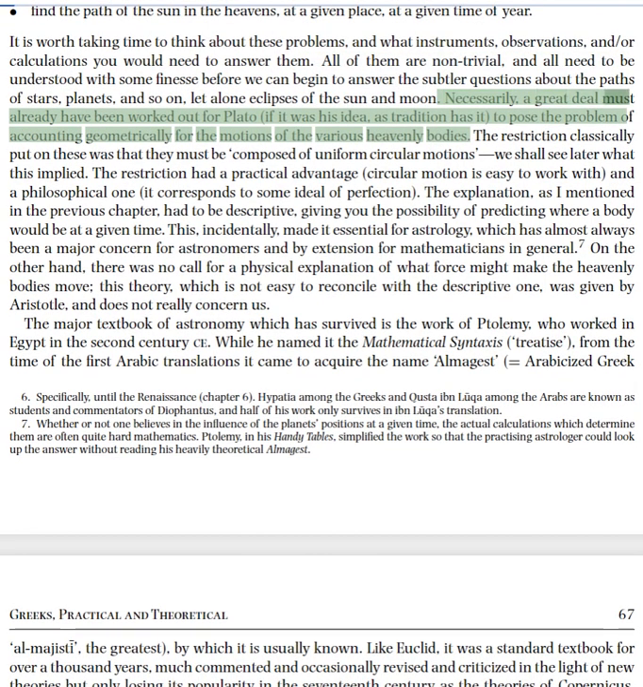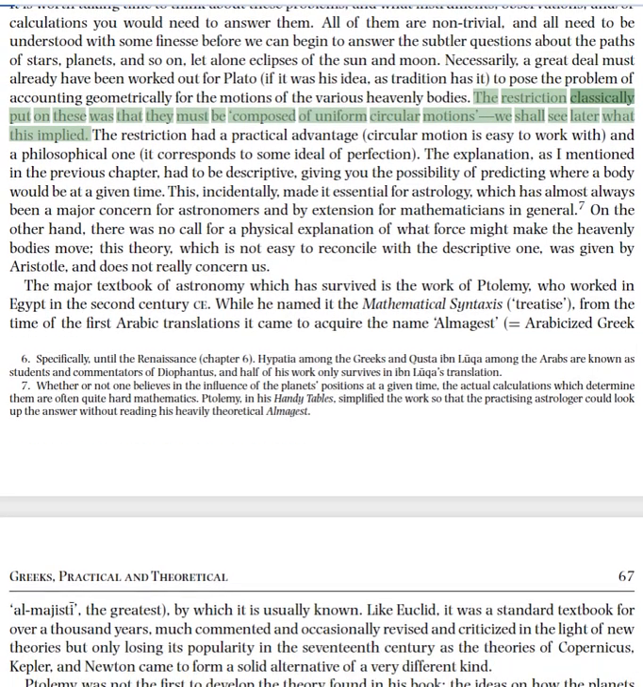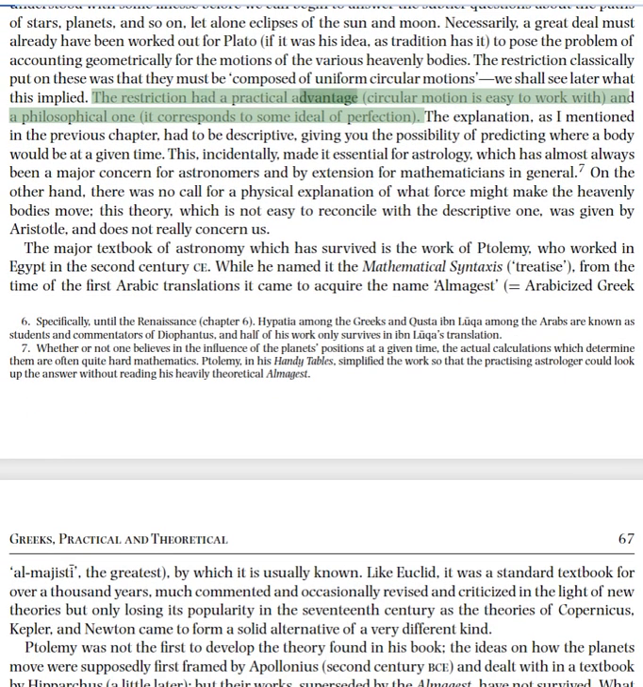Necessarily, a great deal must already have been worked out for Plato to pose the problem of accounting geometrically for the motions of the various heavenly bodies. The restriction classically put on these was that they must be composed of uniform circular motions. We shall see later what this implied. The restriction had a practical advantage and a philosophical one.